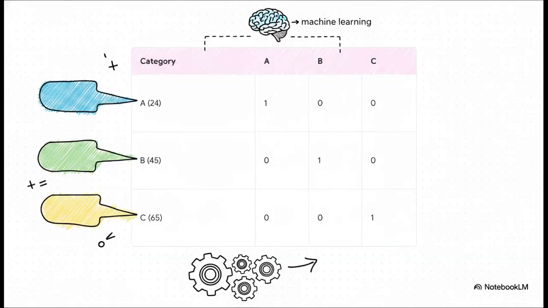The result is brilliantly clean. Category A simply becomes 100, Category B becomes 010, and Category C becomes 001. They are now completely distinct mathematical entities. The algorithm can effortlessly crunch these binary vectors without ever assuming that Category C is structurally larger than Category A. It's a flawless translation from text straight into math.